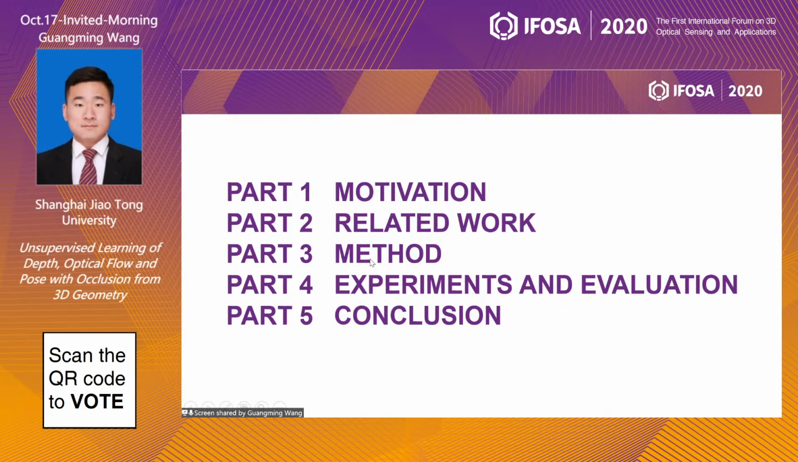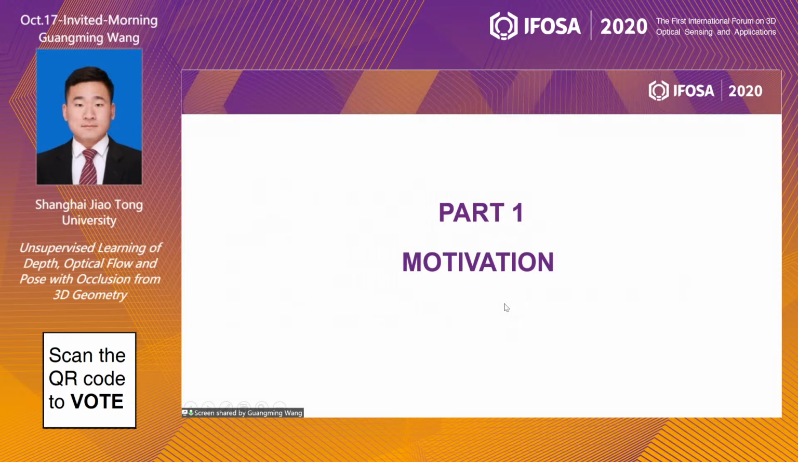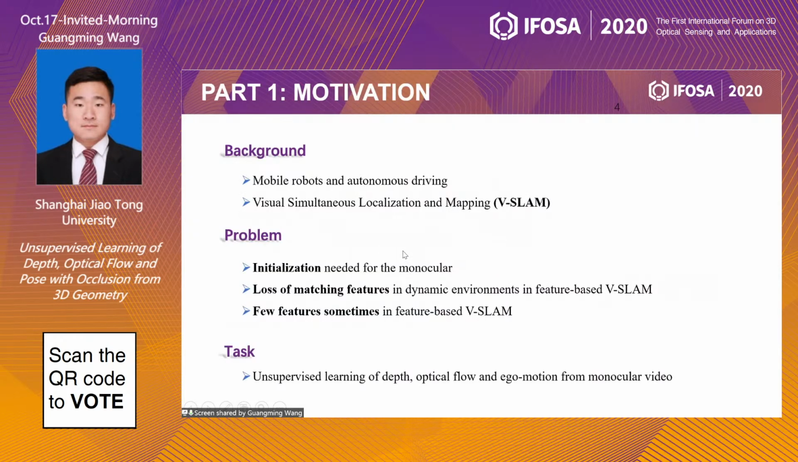My topic includes 5 parts: motivation, related work, method, experiments, and conclusion. Part 1. In the field of mobile robots and autonomous driving, visual odometry is a key technology for decision making and trajectory planning.